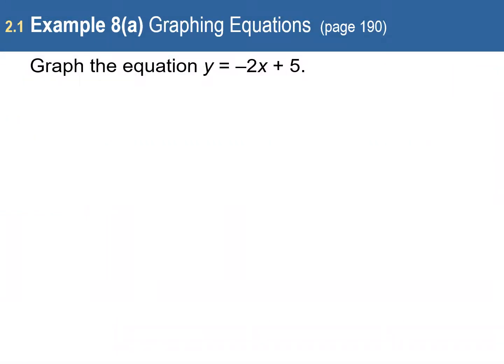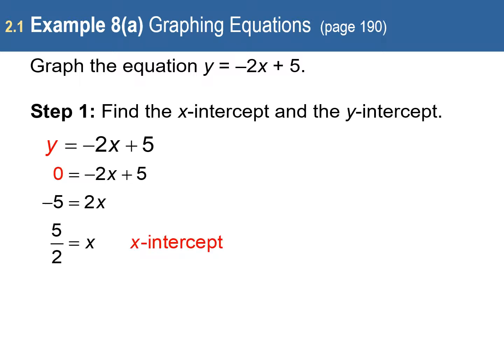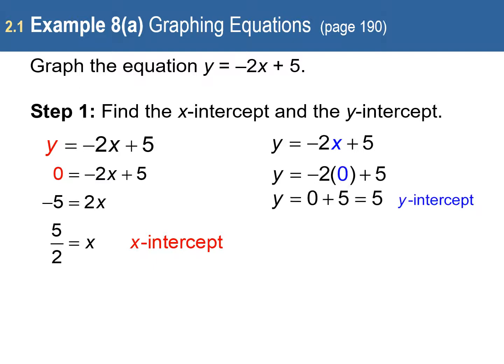So suppose I want to graph y is -2x plus 5. You need to find the x-intercept and the y-intercept. To start with, let's look at when y is equal to 0. So my x-intercept will be when 0 is equal to -2x plus 5, or x is 5/2. The y-intercept is going to be when x is 0. So the y-intercept is at (0, 5).